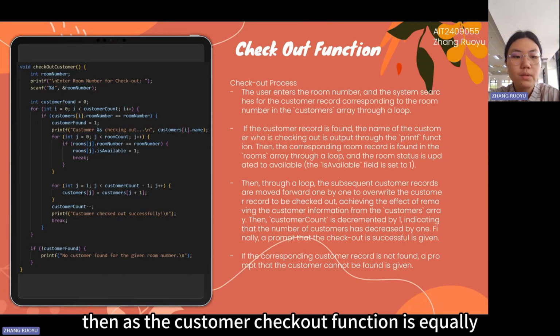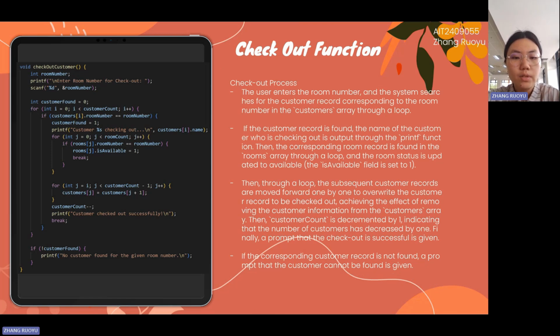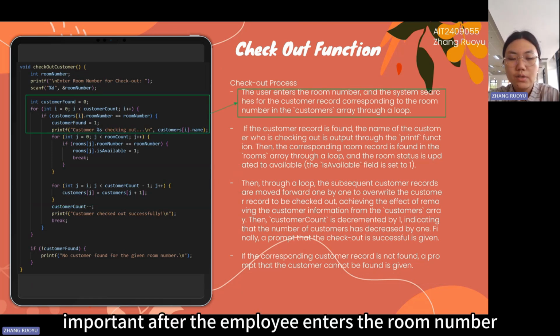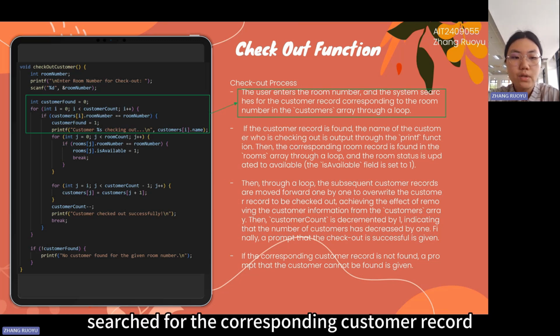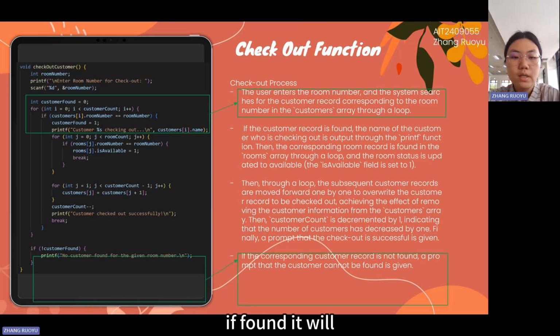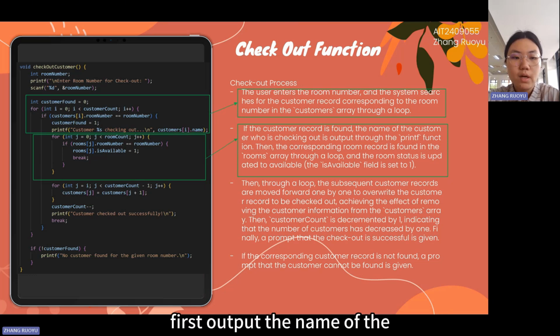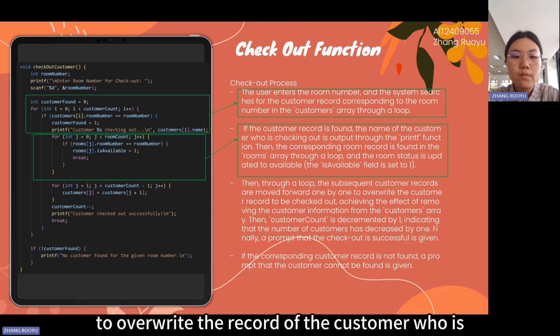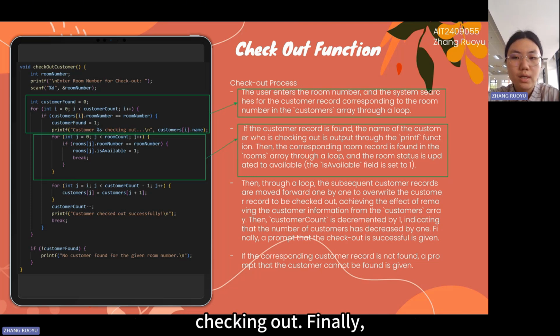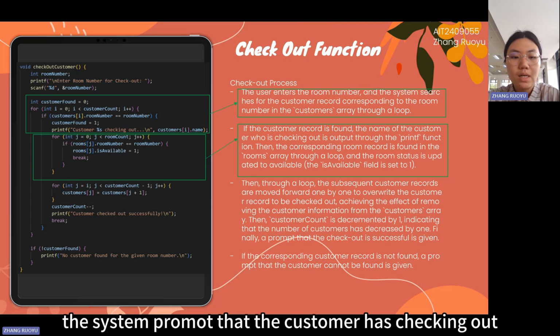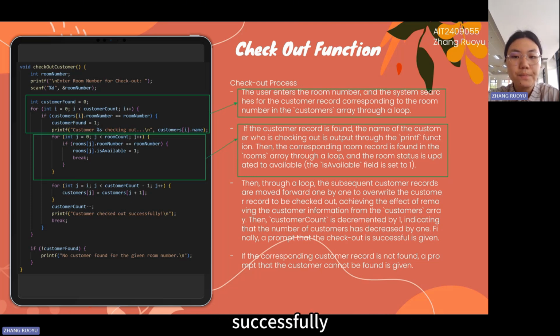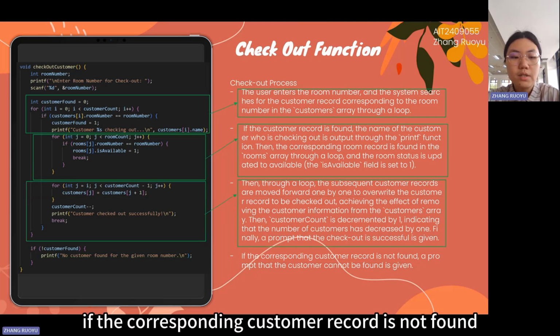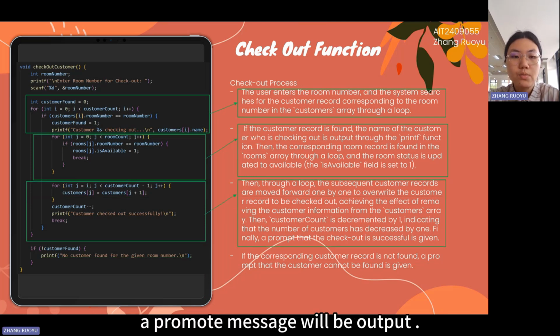Then the customer checkout function is equally important. After the employee enters the room number, the system searches for the corresponding customer record. If found, it will first output the name of the customer and update the is available field to 1. Then in a loop, the subsequent customer records are moved one by one forward to override the record of the customer who is checking out. Finally, the system prompts that the customer has checked out successfully. If the corresponding customer record is not found, a prompt message will be output.